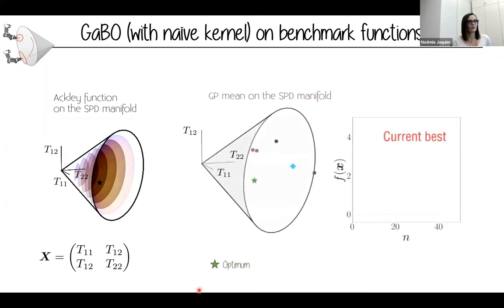Again, I will show you the evolution of the GP mean on this manifold. The optimum is again this green star. Here you will just see the color of the mean on the queried data points, because it's hard to see anything if you put the color on the full manifold. Here we have the evolution of the Bayesian optimization. You see that very fast, we go close to the optimum value, and then we have some more exploration. After around 35, 40 iterations, we are really close to the minimum of the function.